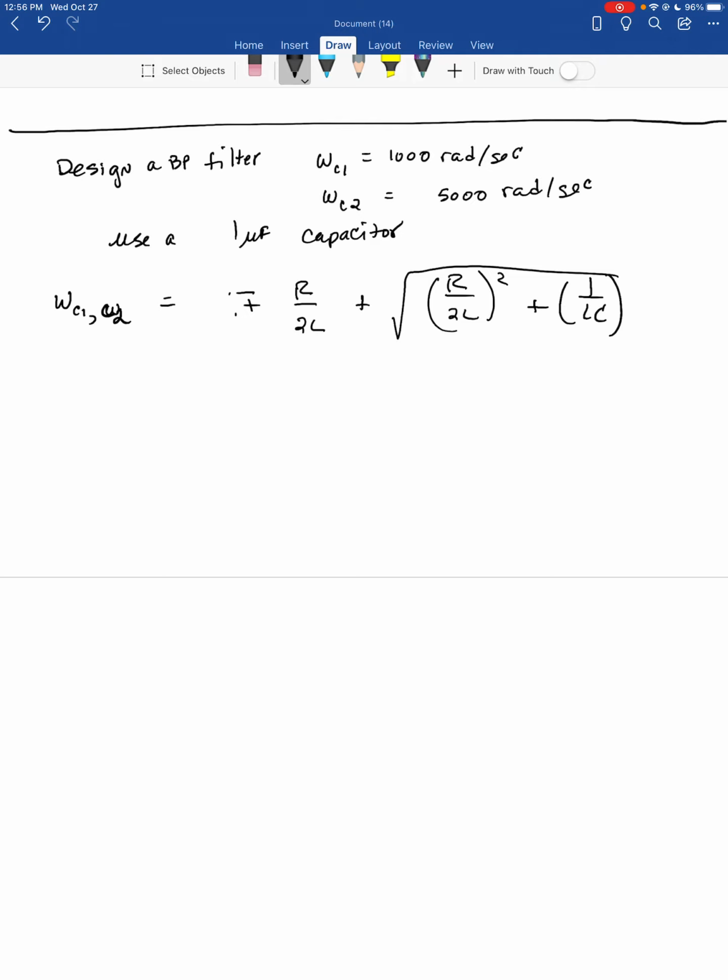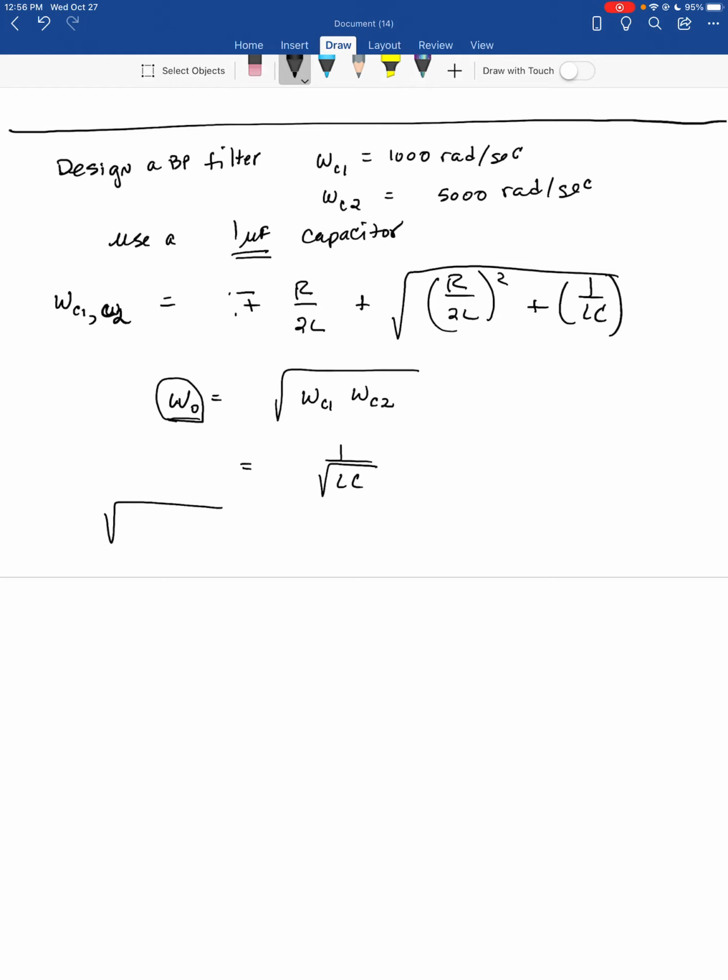I know that omega naught is the square root of omega C1 times omega C2. It's the geometric mean. And I know that's also equal to the square root of 1 over LC. So it looks like it would be easier, given C, to do our design around the center frequency, because that's a simple solution for L. I think I said bandwidth earlier. So we're going to do this around the center frequency because we have a simple equation for that.